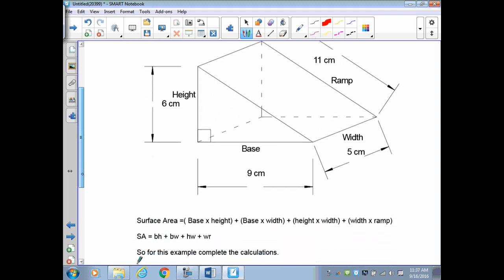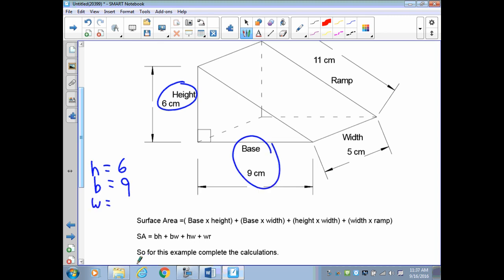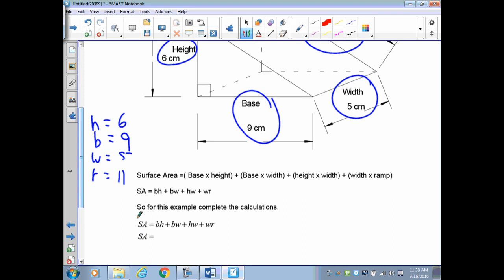I'm going to put my information down here on the bottom so I can keep it. I have my h, which is equal to 6. I have my base, which is equal to 9. I have my width, which is equal to 5. And I have my ramp, which is equal to 11. A ramp is like you do on a skateboard, going off it.